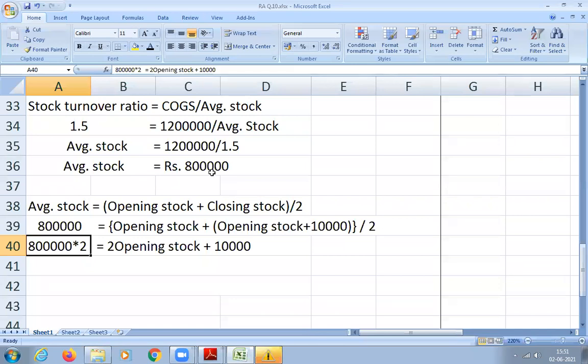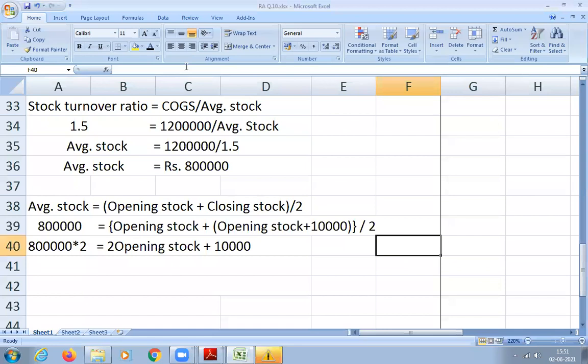Vaishnavi, did you get it? Yes, sir. You can use X also, but you can use opening stock directly. So one opening stock plus one more opening stock will make 2 opening stock plus 10,000. The 2, I have taken to the right hand side, so it becomes multiplied by 2.